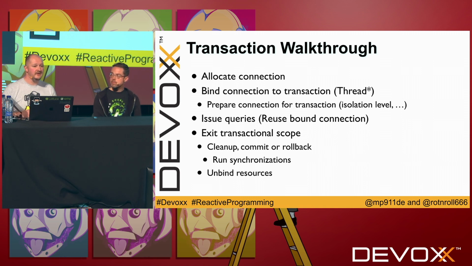And every time we interact with our data access API, the data access API makes sure to look up whether there is a bound connection to that transaction, and then reuse that connection. So we must not use any new connection because this would basically break how transactions work. Once we are done with our work, either successfully or completed with an exception, then we exit that transactional scope.